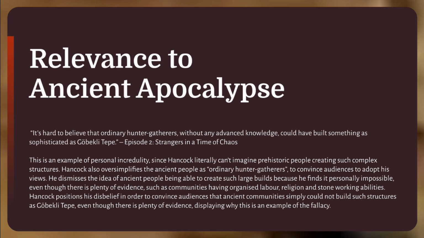This is relevant to Ancient Apocalypse, since Hancock says, "It's hard to believe that ordinary hunter-gatherers without any advanced knowledge could have built something as sophisticated as Göbekli Tepe." This is an example of personal incredulity, since Hancock literally can't imagine the prehistoric people creating such complex structures. Hancock oversimplifies the ancient people as ordinary hunter-gatherers to convince the audience to adopt his views.